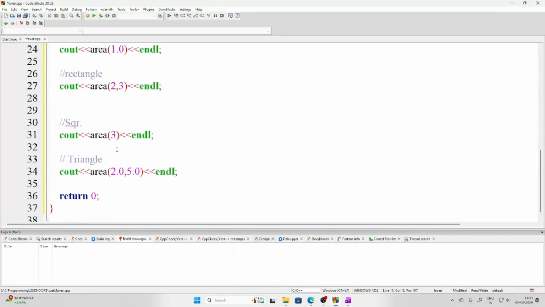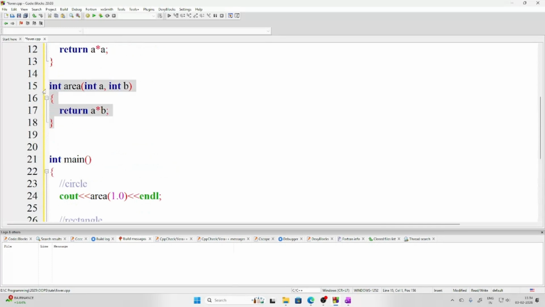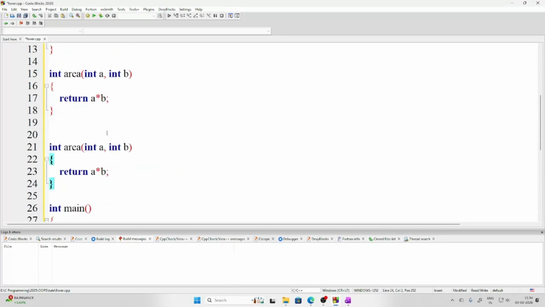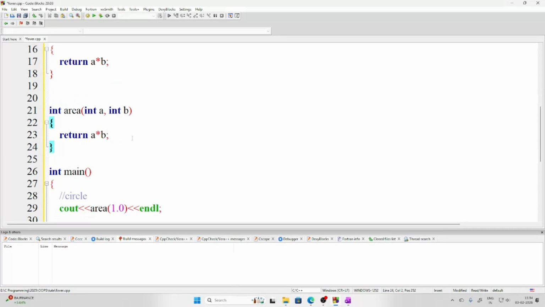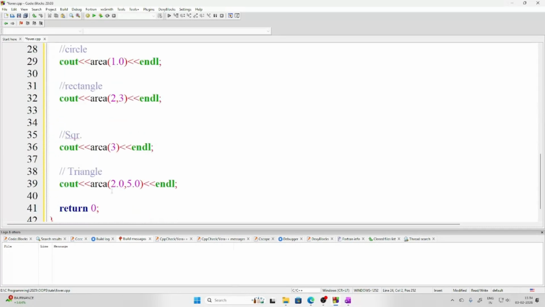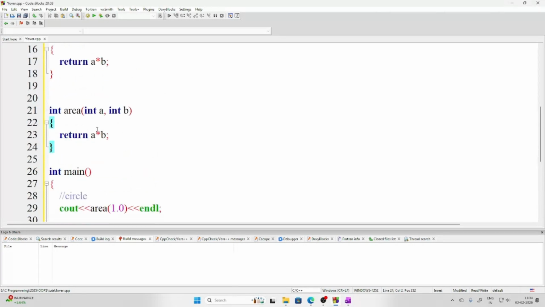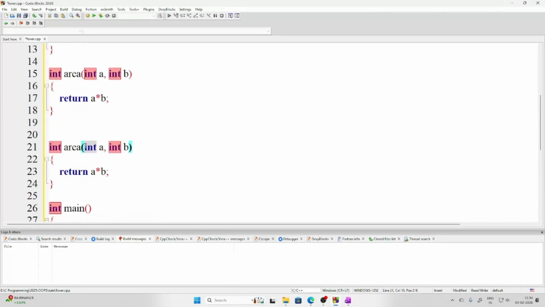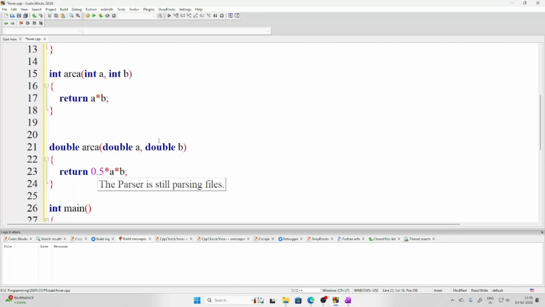Now comes the triangle. Now this is the catch. Look, triangle is also having two arguments. That means one is length and another one is the height of the triangle. So to segregate it from the rectangle one, what I'll do is I'll make it as double, and here I will also return double, and here I will be writing 0.5 times a times b. That's it.